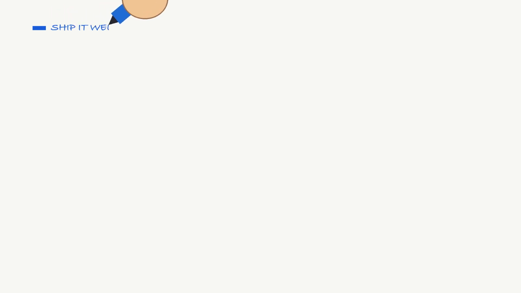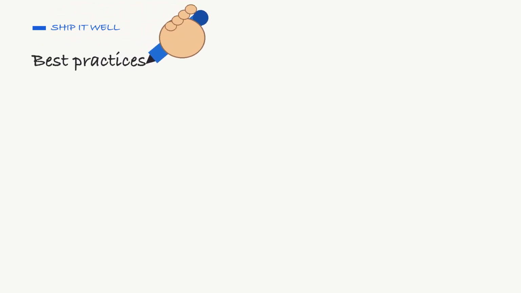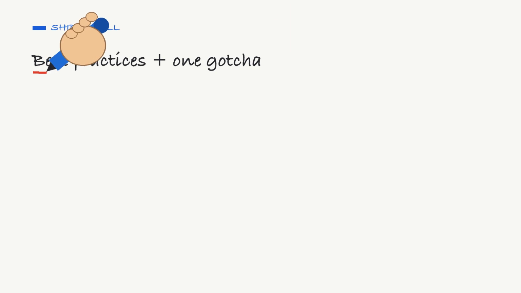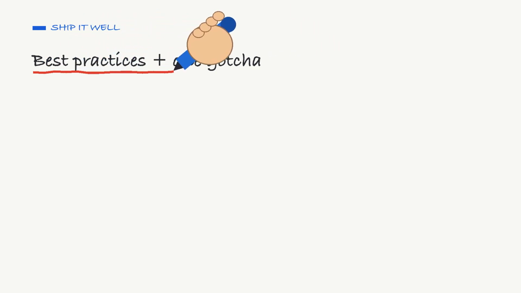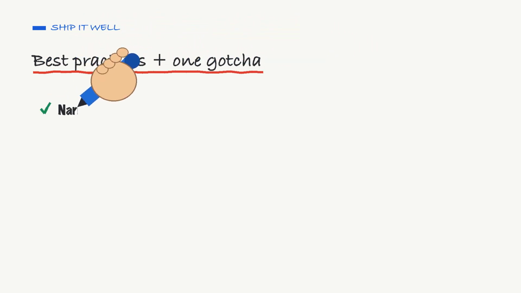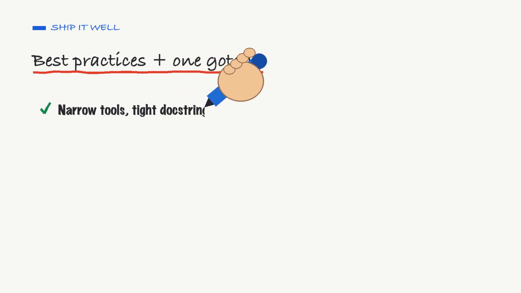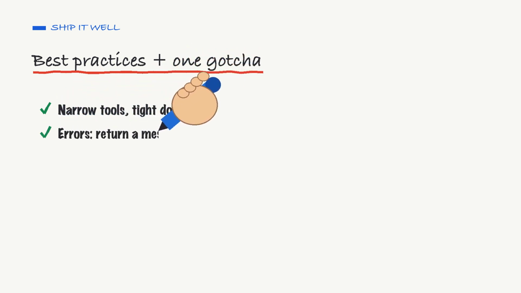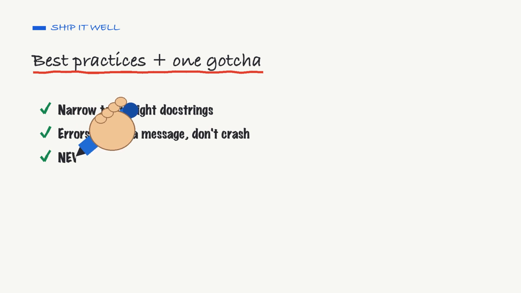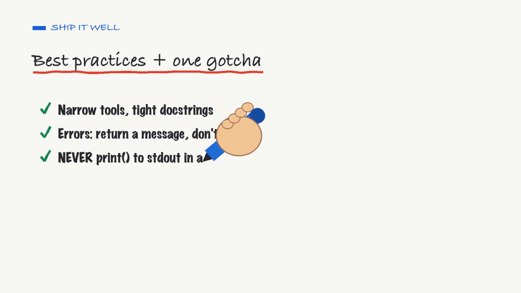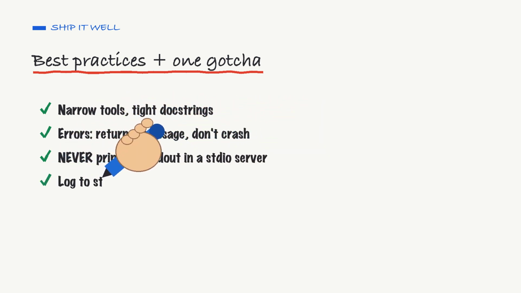A few best practices before you ship. Keep each tool narrow with a tight docstring. Return clear, structured text. And when something fails, return a helpful message instead of crashing. And here is the classic gotcha, straight from the docs. In a standard I/O server, never print to standard out. It corrupts the protocol messages. Log to standard error instead. Your future self will thank you.